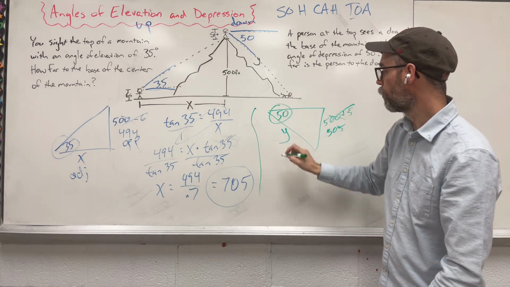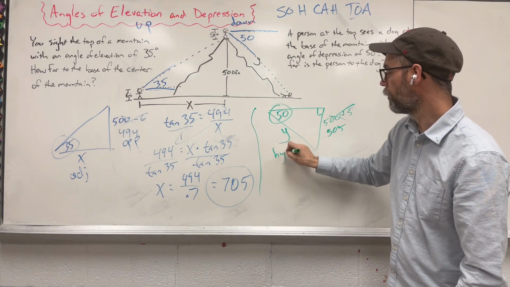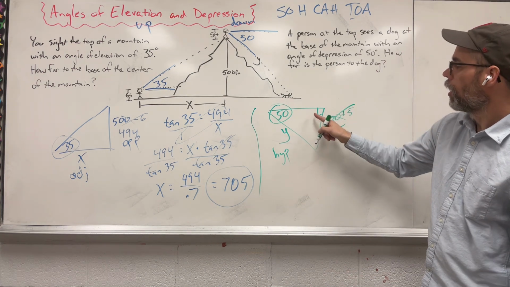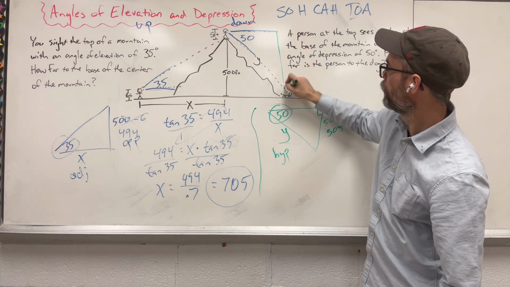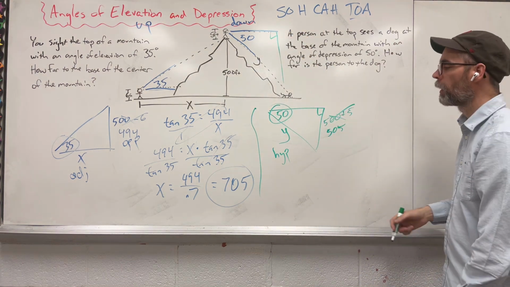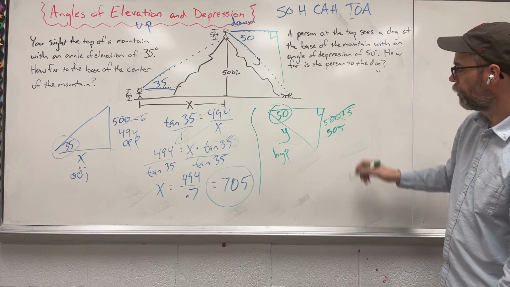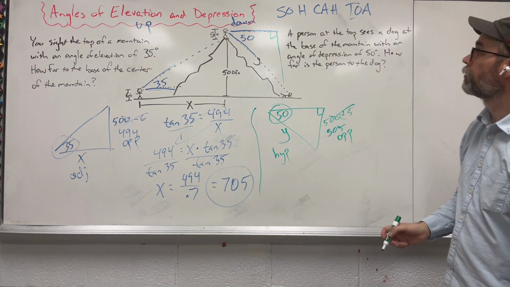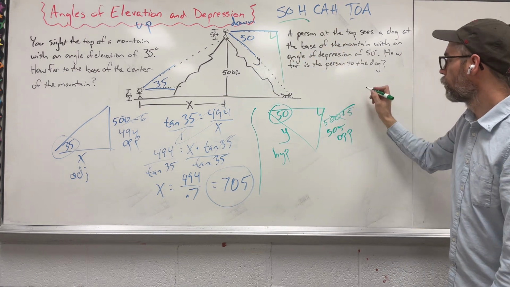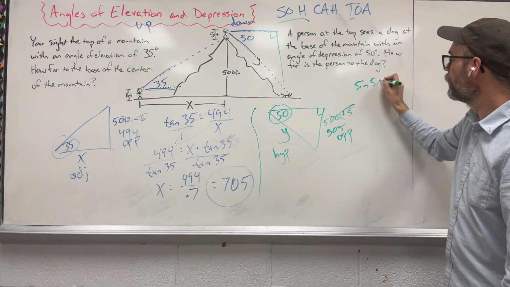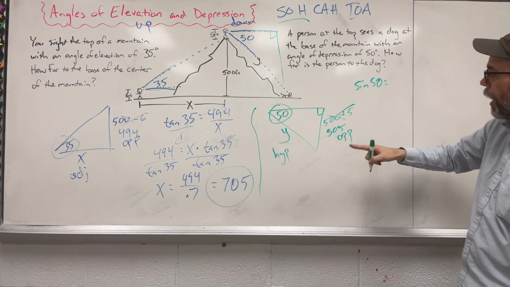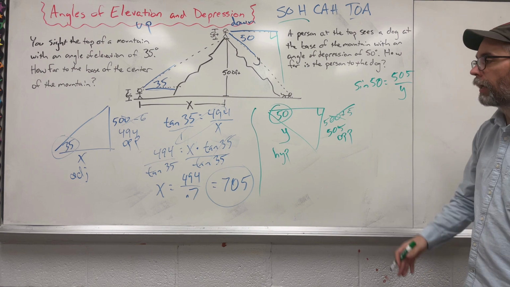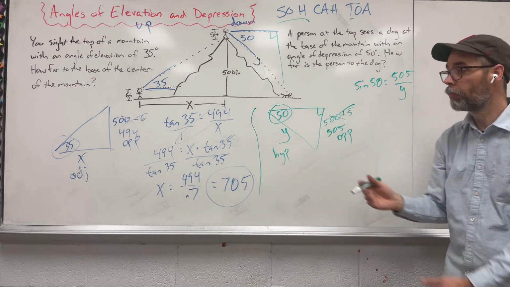We are starting here. We have a hypotenuse. How do I know that that's the hypotenuse? If we go straight down like that, we create a right angle. We have hypotenuse and we have opposite. Which one of these uses hypotenuse and opposite? Sine. So we're going to say sine of 50 equals opposite 505 over that y. And that's almost the same setup that we have over here with the tangent.